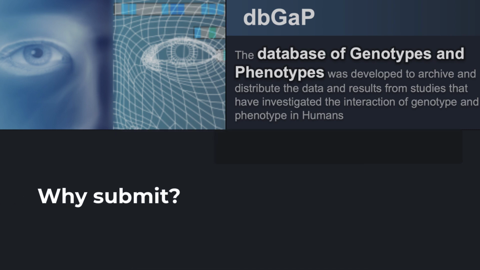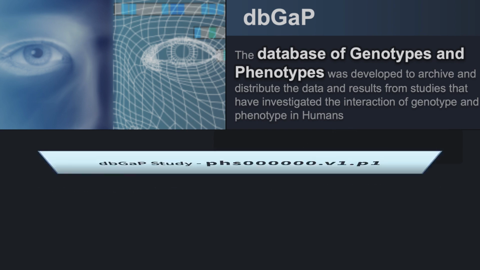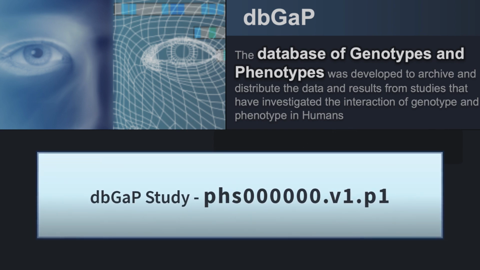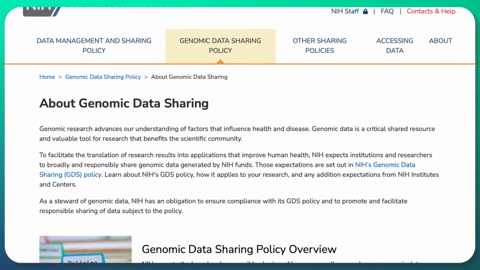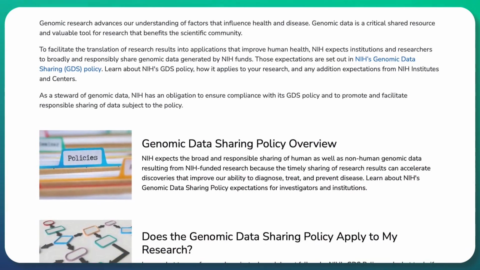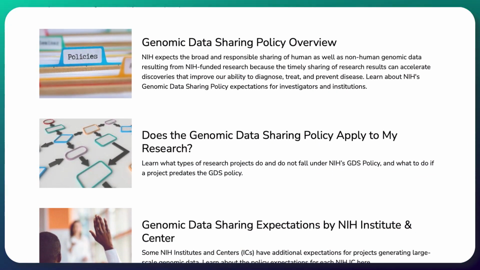Why submit your large-scale human data to dbGaP? In addition to fostering scientific discoveries, there are practical reasons. For example, dbGaP provides permanent identifiers that can be updated over time and used in publications. And dbGaP is governed by the NIH Genomic Data Sharing Policy that describes expectations for sharing data that require controlled access managed by the NIH Data Access Committees.